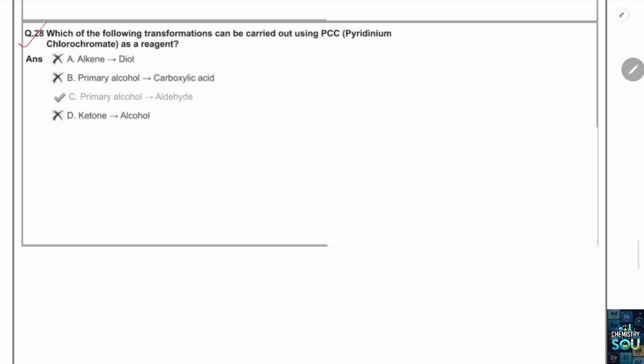In question number 28, which of the following transformations can be carried out by using pyridinium chlorochromate as a reagent? PCC, we know, will generally convert an alcohol, suppose a primary alcohol, to the aldehyde, R-CHO. Alkene diol, no. Primary alcohol to carboxylic acid, no, it is not that powerful. Option C is correct. Primary alcohol to aldehyde, yes. Ketone to alcohol, no. So option C is correct.